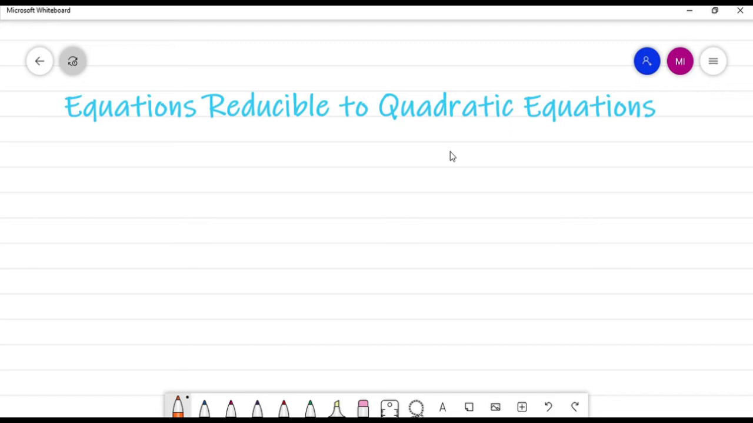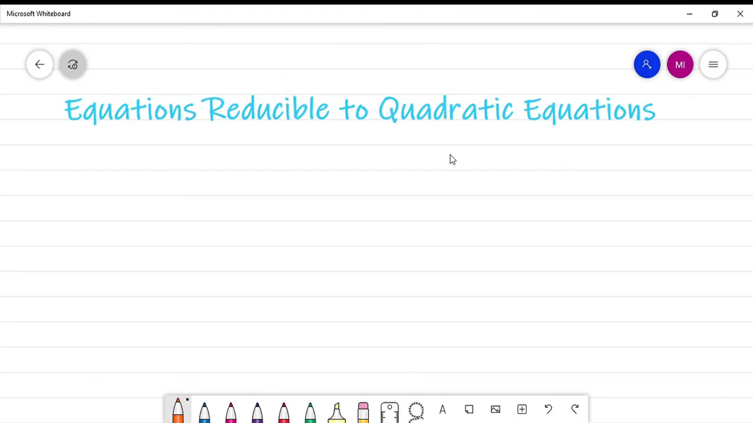In today's video, we're going to be discussing equations reducible to quadratic form. Let's get right into it. As we now know how to solve quadratic equations, we're going to be using our knowledge of quadratic equations to solve equations that aren't really quadratic as such, but they can be reduced to quadratic form. This topic is split into a number of cases, starting off with case 1.